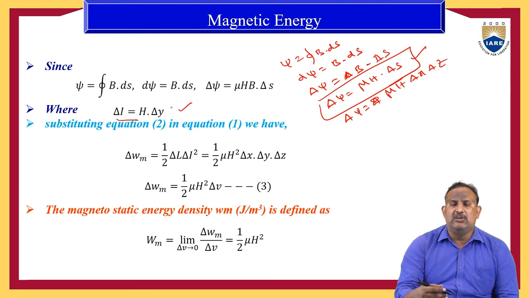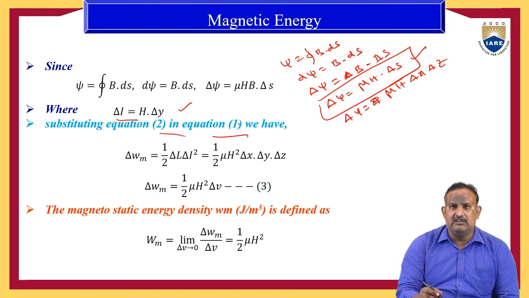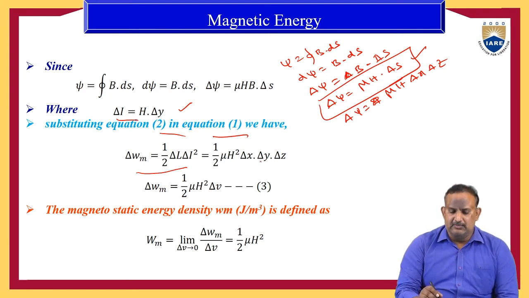If you substitute equation 2 in equation 1, the change in the stored magnetic energy is equal to half L I squared. We have the formula half L I squared. Here in place of L, I am assuming the change in L, into delta I squared. The change in L is mu H delta x delta z by delta I, so one delta I cancels, and we have only one delta I. In place of that one delta I, you can substitute H into delta y.